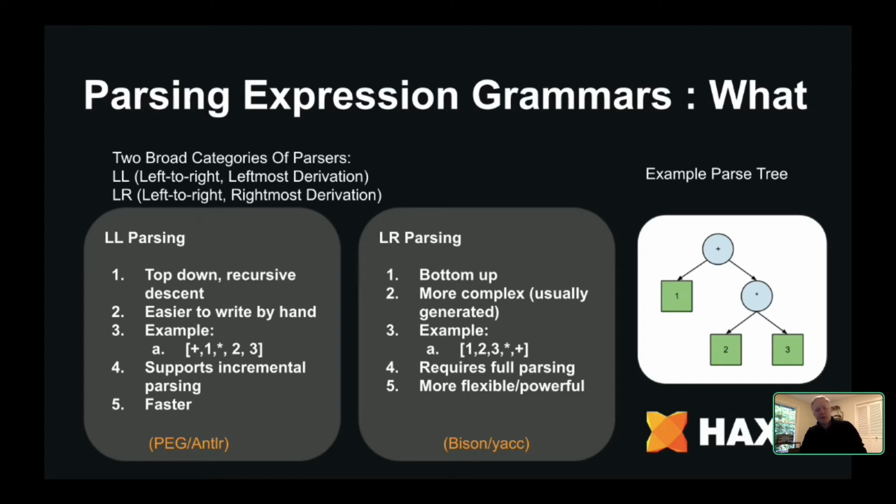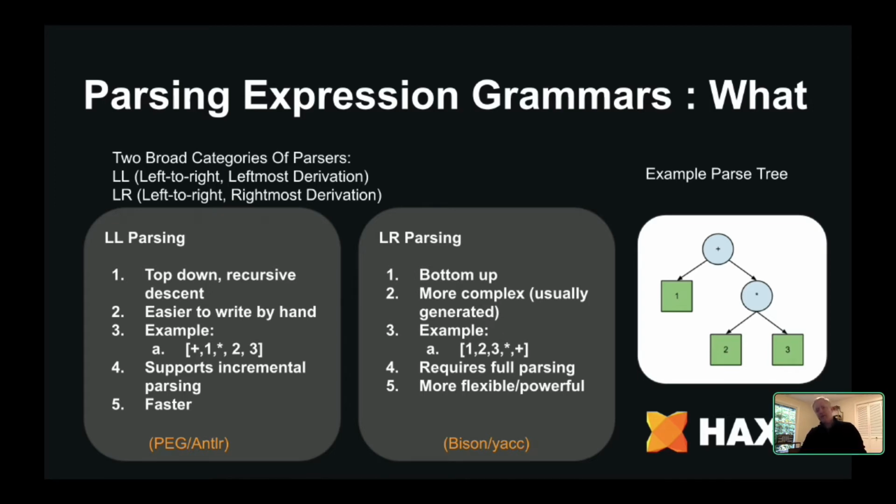And so LL basically is a leftmost derivation. So you're focusing on the leftmost token first. And because most languages are written left to right, it's a little bit easier to conceive of the parsing format for that in your head, and it's easier to write by hand. It also supports incremental parsing, and by virtue of both those, it also tends to be faster. And so PEG is basically in this camp, and also another popular one called ANTLR.